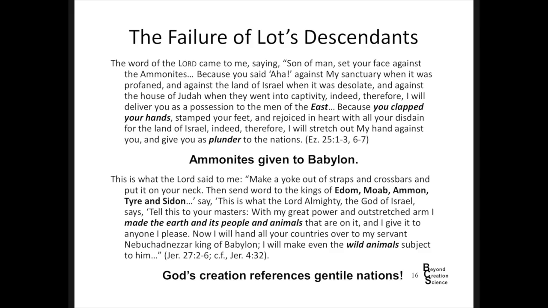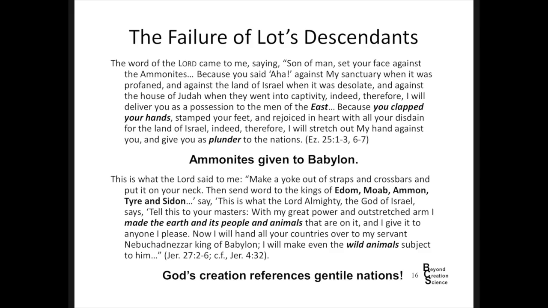Note how the whole creation, not just Israel, goes into captivity under Nebuchadnezzar. This is what the Lord said to me, that's Jeremiah, make a yoke out of straps and crossbars and put it on your neck, then send word to the kings of Edom, Moab, and Ammon. Same ones mentioned in Deuteronomy 2. Tyre and Sidon has a past history with David and Solomon. And say, this is what the Lord Almighty, the God of Israel, says. Tell this to your masters, with my great power and outstretched arm, I made the earth and its people and animals that are on it, and I give it to anyone I please. Note the creation reference there.